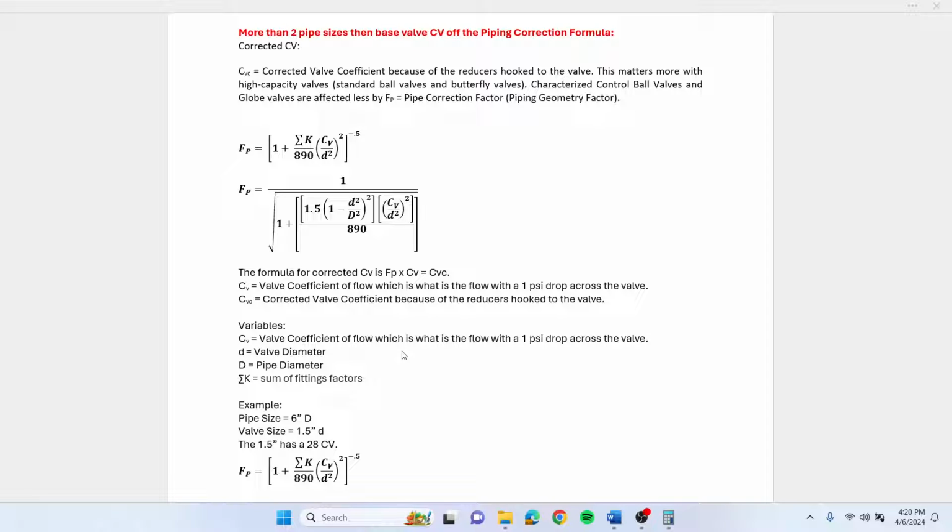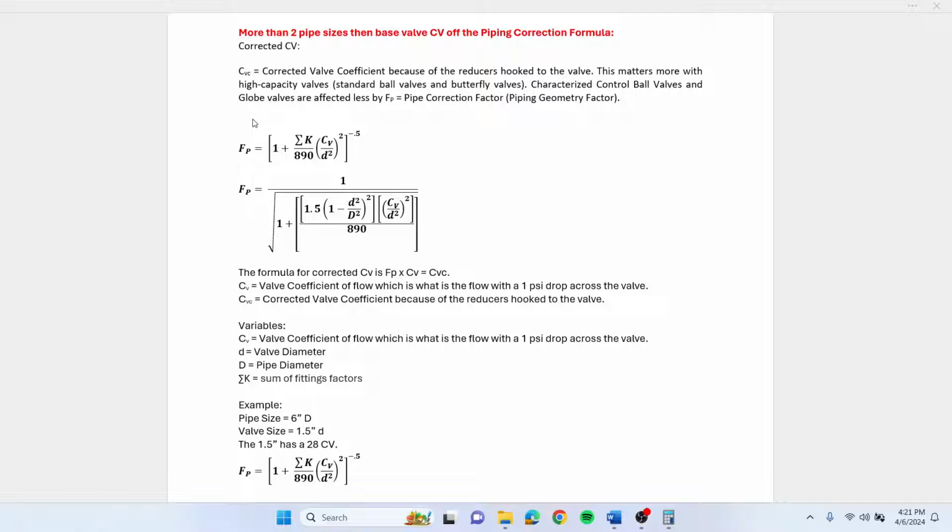When you start going down more than 2 pipe sizes on control valves, then you have to correct the CV of what that valve is rated at. Manufacturers will help you with this. They'll have calculators. They're going to have tables. They're going to have some way to break this down. This is just the math that they could be using behind it, so you have an idea of what's going on.